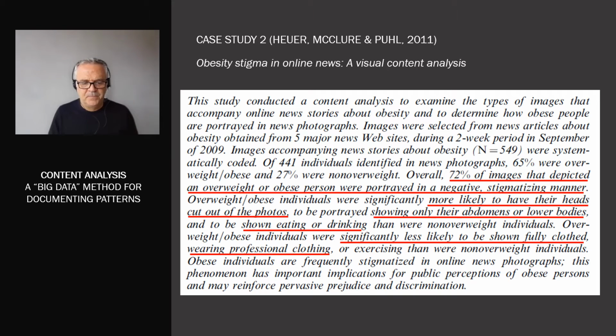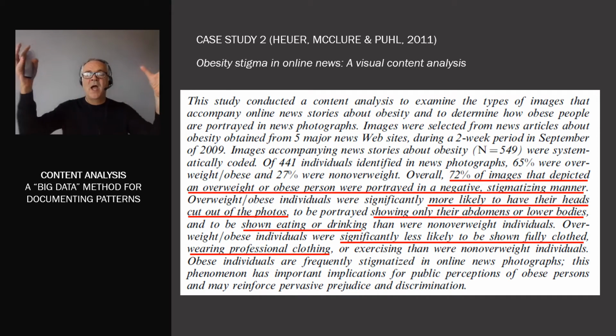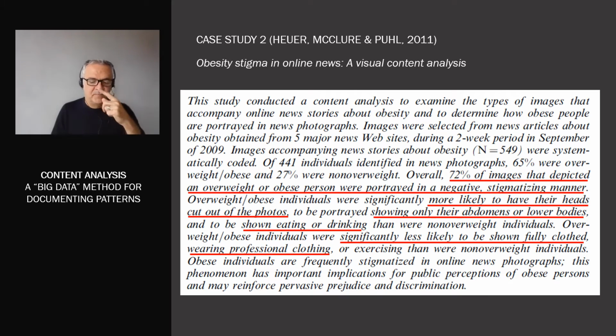Now, you would have to read the paper to find out how Hoyer and her colleagues interpret these findings and then connect them to wider issues about health communication. All I need you to see for now is that patterns were identified by counting specific features in the data set, all of which points to the possibility of medical inaccuracies, unfairness, or bias in the representation of obesity.